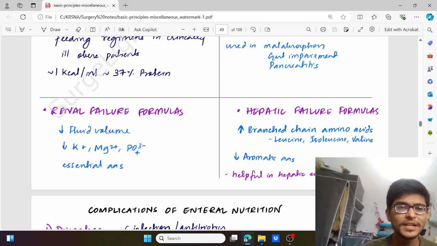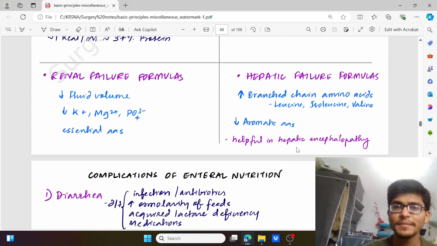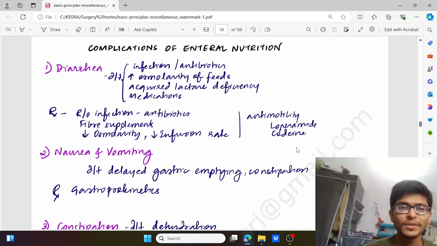Then we have renal failure formulas, where it will be having decreased fluid volume, decreased potassium, magnesium and phosphate, and essential amino acids. Then we have hepatic failure formulas, which will have branch chain amino acids like leucine, isoleucine and valine. So that will be more, and fewer aromatic amino acids. It will be helpful in hepatic encephalopathy. Now we see the complications of enteral nutrition.